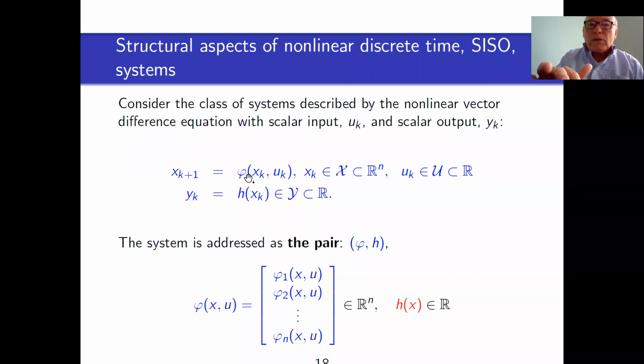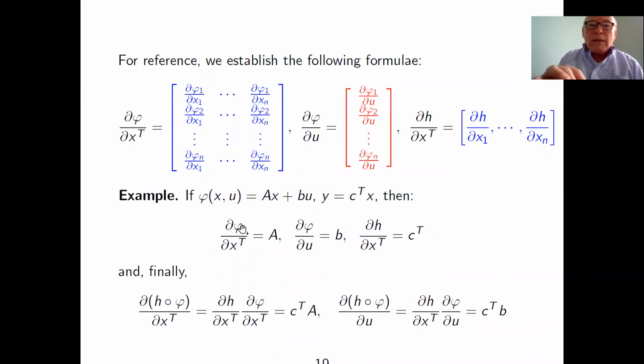So y of k plus 1 will be h of x k plus 1, which is h of phi of x and u. So this function of functions, a scalar function of a vector function, will be denoted by a composition of maps. So h composed with phi simply means that h is being evaluated at x k plus 1, so that is actually the expression for the next output y k plus 1, according to our notation.